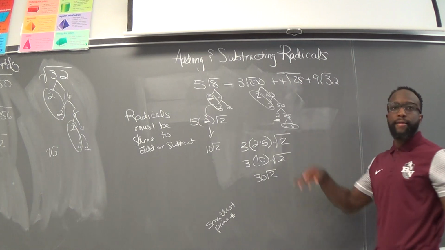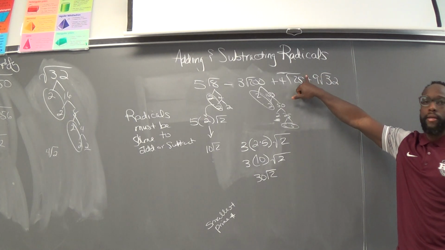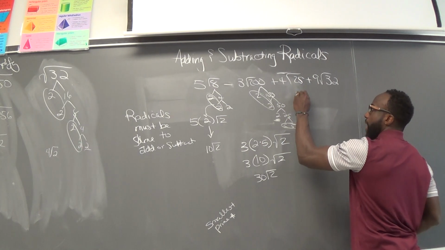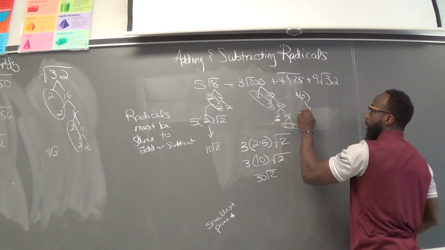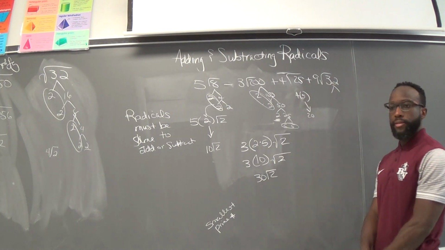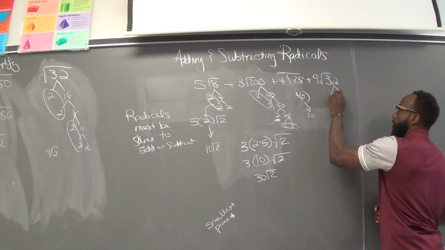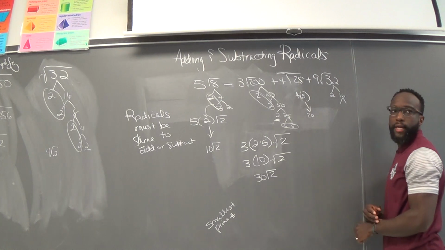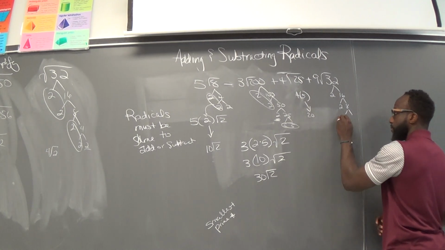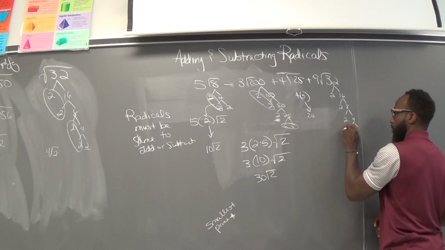Next, 4 and 25. 25 is special, right? It's 5 times 5. So this will turn into 4 times 5. So that's 20. And then 32. Let's break up 32. It's going to be what? 2 and 16. And then 2 and 8. Then 2 and 4. Then 2 and 2.